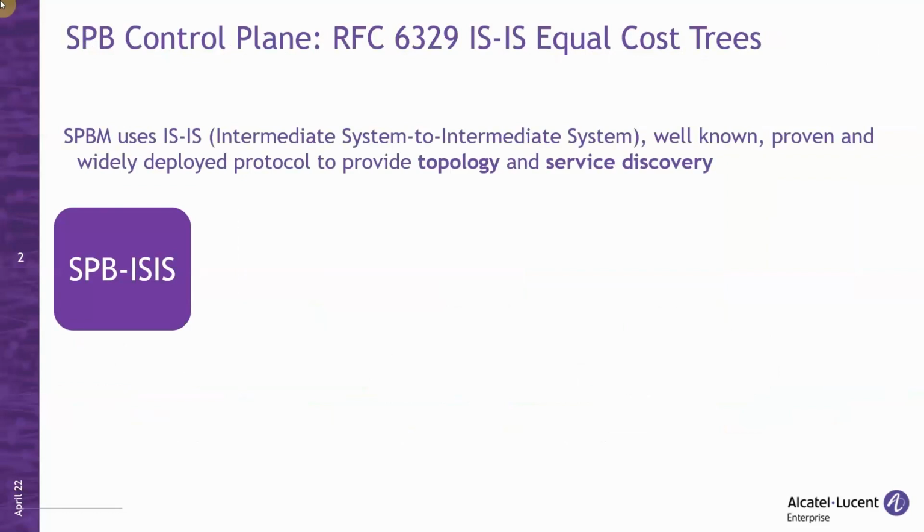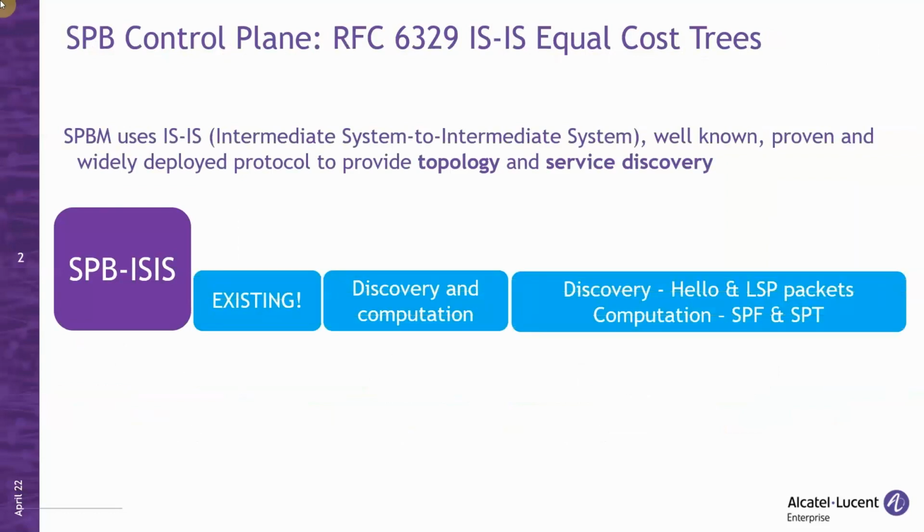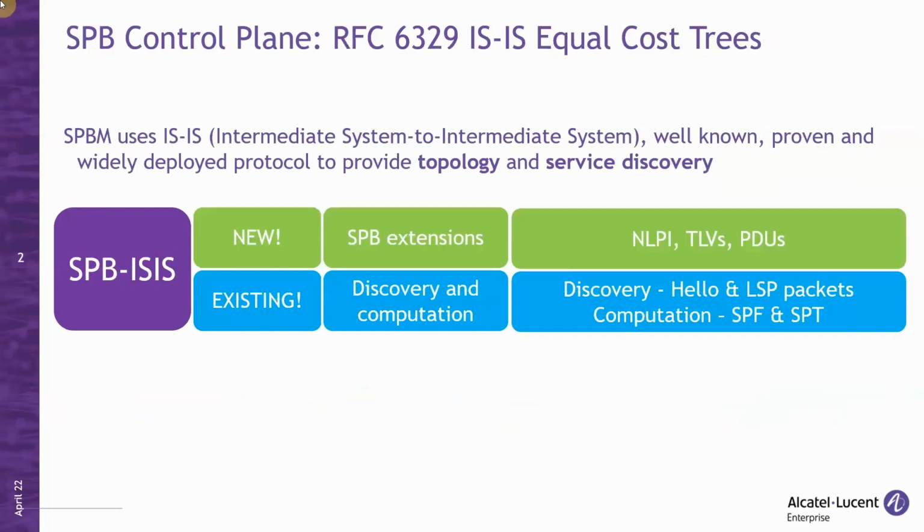ISIS extensions for SPB are described in RFC 6329 and include a new network layer protocol identifier as well as a set of type length values, TLVs. In a nutshell, these extensions add support for multiple topologies, allowing load sharing over multiple equal cost paths, and service membership discovery, or in other words, communicating what services are enabled on each SPB node.